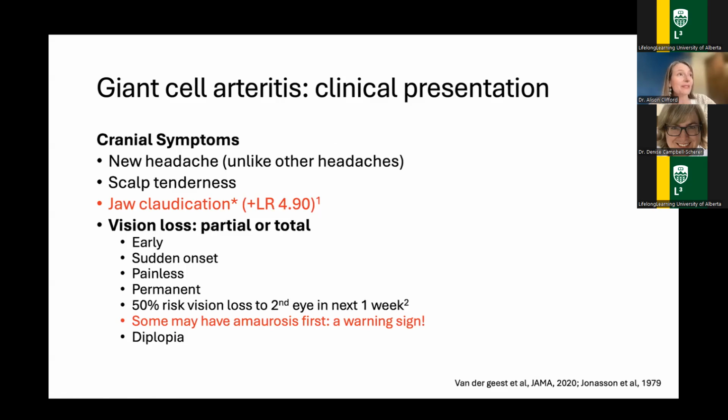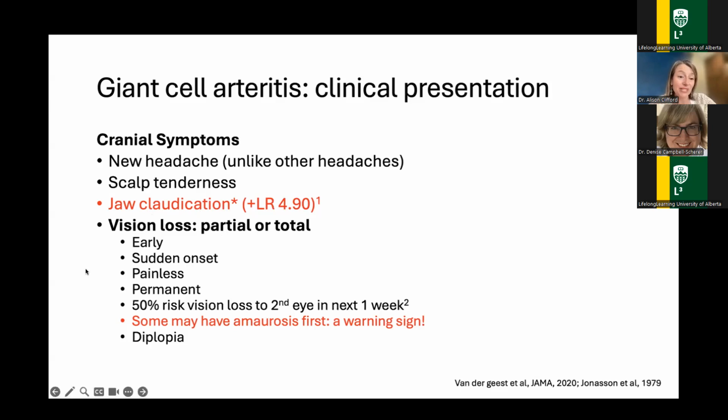Scalp tenderness is a little bit more specific, and patients will often describe pain when they're brushing their hair, washing their hair. I had one patient who said like the wind blowing across her scalp would bother her. But jaw claudication is really the most specific symptom. And so true fatigability of the jaw muscles is really quite suspicious for this diagnosis and very helpful.